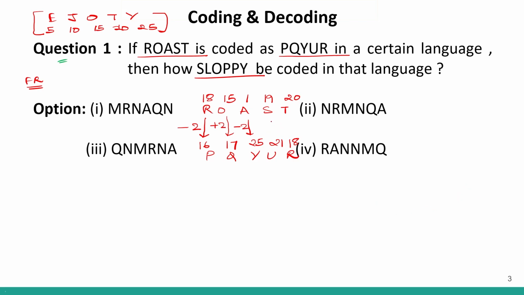Now from S to U, if I'm moving, it is +2. And from T to R, it is -2. So now I can see a pattern of alternating -2, +2, -2, +2 and then -2. So I will use the same pattern in SLOPPY to get the code.